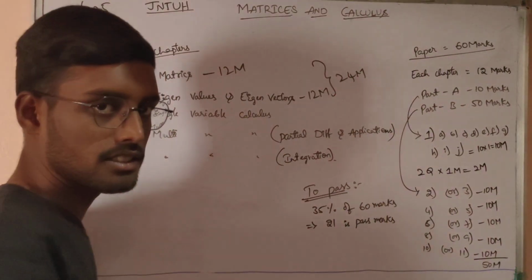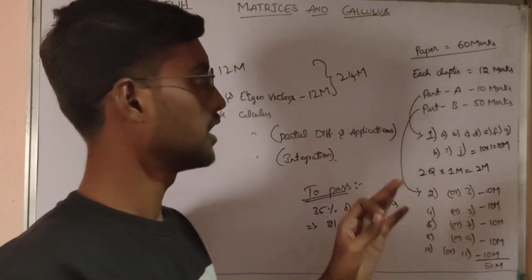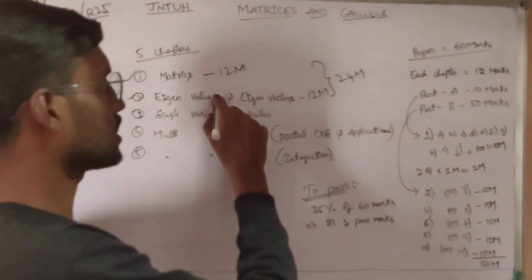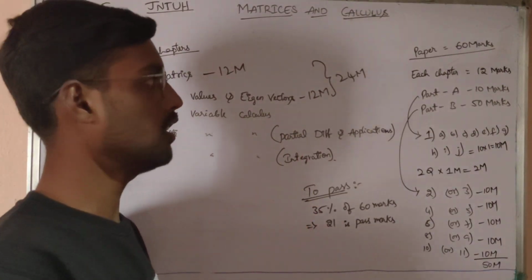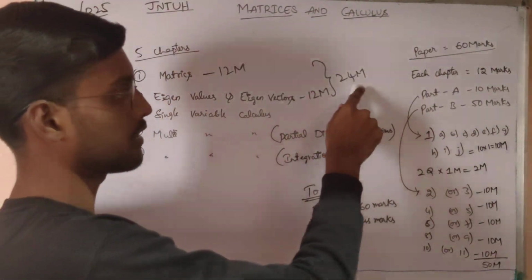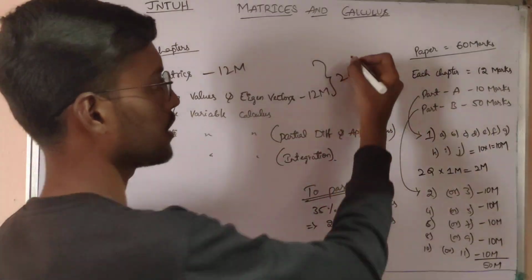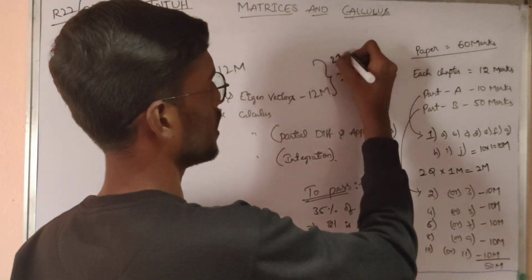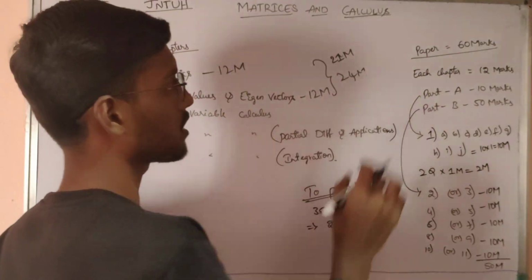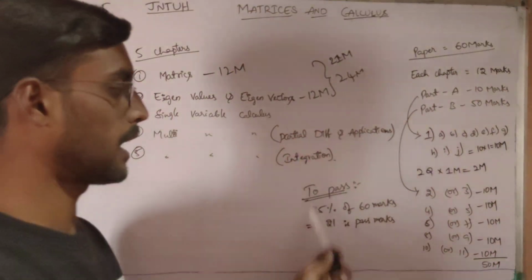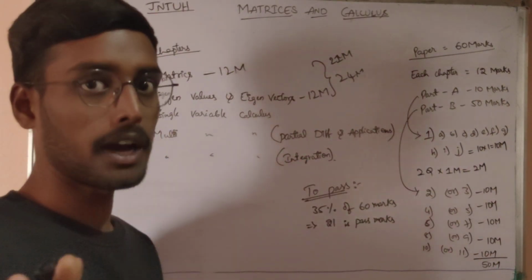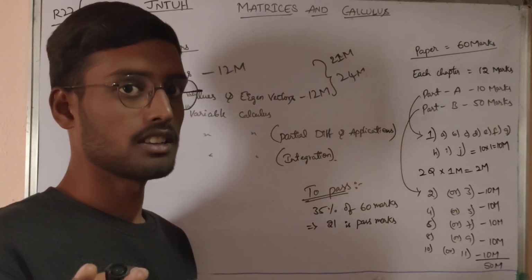In the worst case, if you write only these two chapters and come out of the exam hall, then you are going to get 24. In the worst case, at least you are going to get 21 marks, which equals a pass. We can pass. Just for pass, I am not saying for all, just for pass.